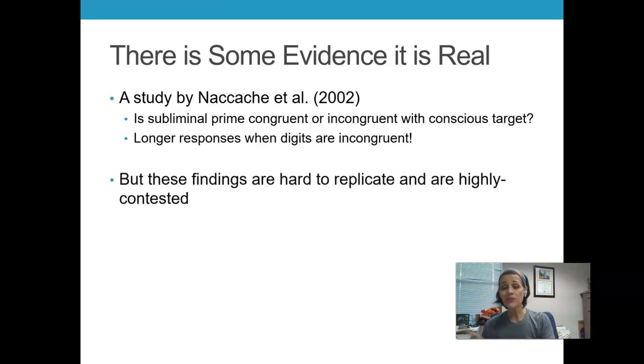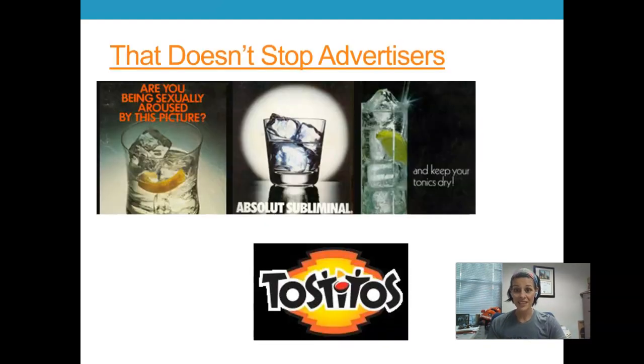However, both of these findings are really hard to replicate, and they're very highly contested. So whether or not subliminal perception is real, it's debatable, but that doesn't stop advertisers from trying to put hidden messages in their work. Now, I would argue that none of these are truly subliminal. You can see these two people having a tortilla chip over a bowl of salsa. That is not subliminal. If it's presented to you long enough, and if you looked for it hard enough, you would see it. For something to truly be subliminal, you would not be able to perceive it at all.